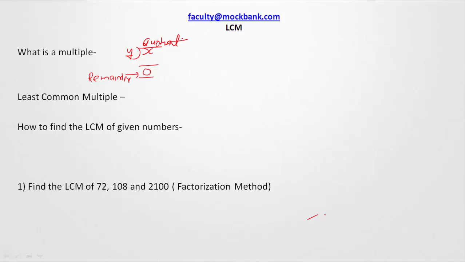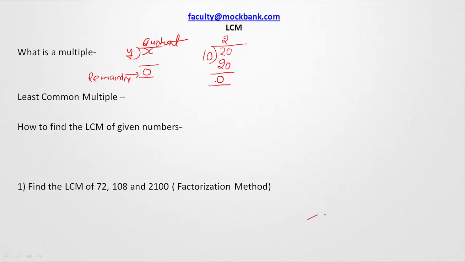Do we understand over here? x is known to be the multiple of y, and y is known to be the factor of x. Say for example, there is a number called 20, right? 20 is completely divisible by 10. 10 times 2 comes out as 20. There is no remainder. So 20 is known to be the multiple of 10, and 10 is known to be the factor of 20, right?